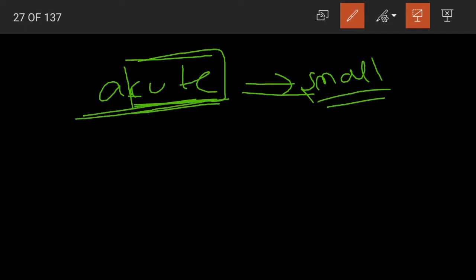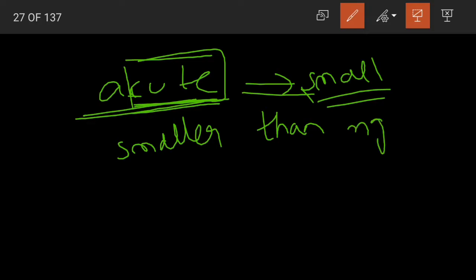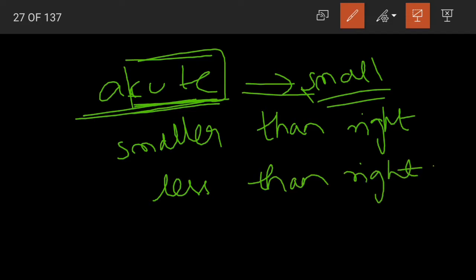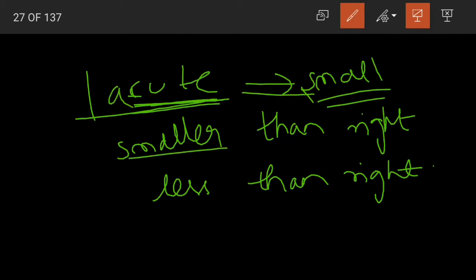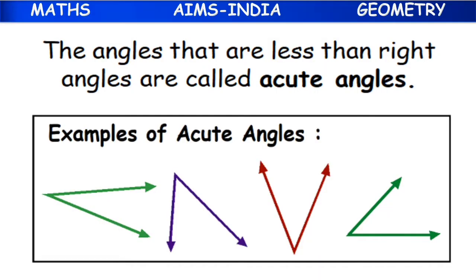So acute angles are those angles that are smaller than our right angle, or that are less than our right angle. Is this clear, children? Acute is the word used for small things and small children. So acute angles are those that are smaller than our right angle, or in short less than the right angle.